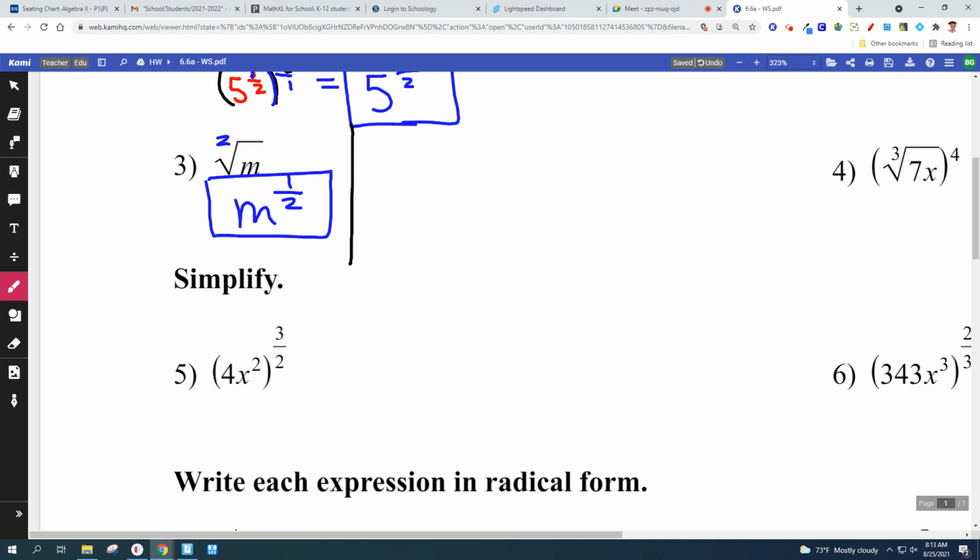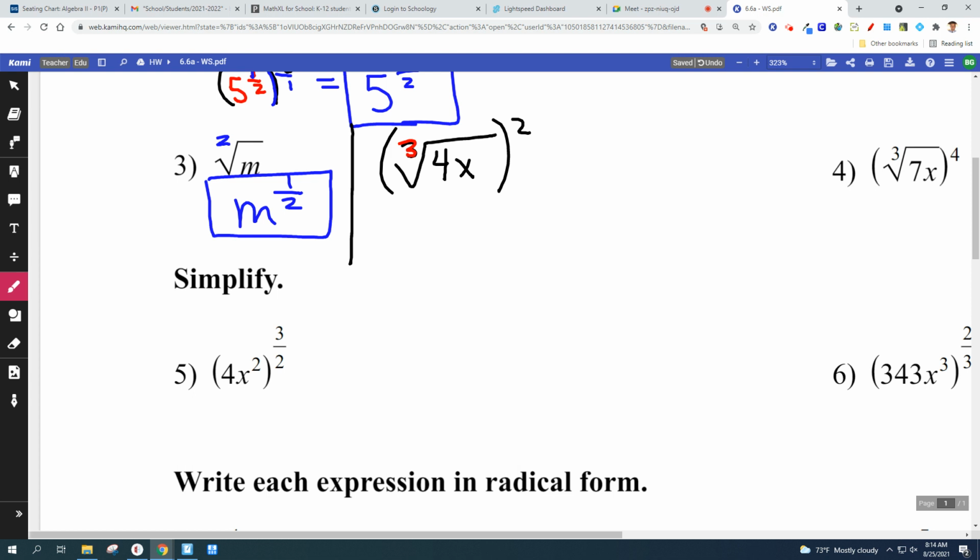Let's say you have the 3rd root of 4x, and we're going to square that. So that looks kind of like problem number 4. Let's do this extra example so you'll know how to do one more like number 4. Well, this little root right here is the denominator of your fraction. It's 1/3. That is a 1/3.